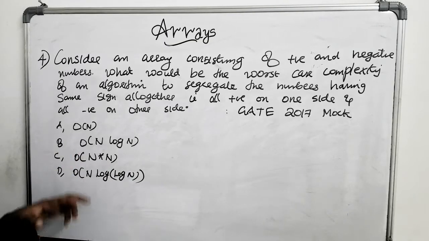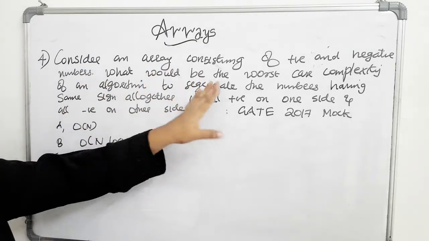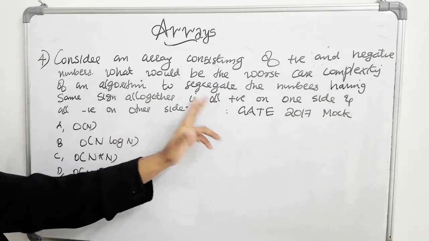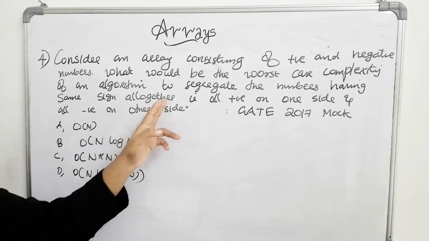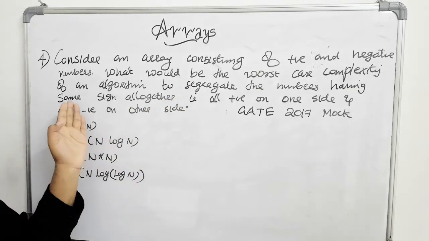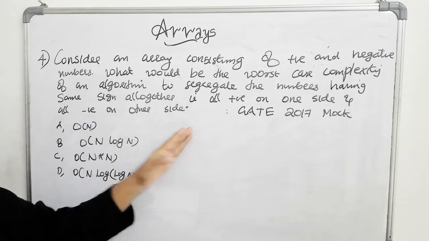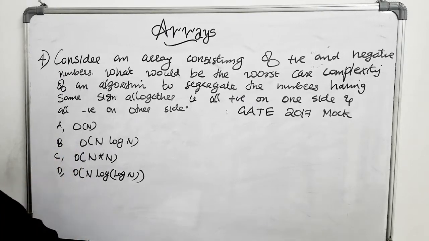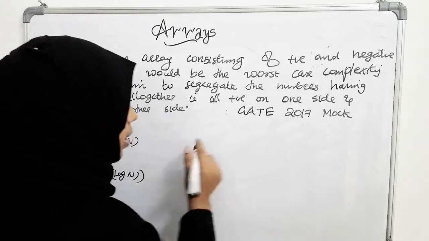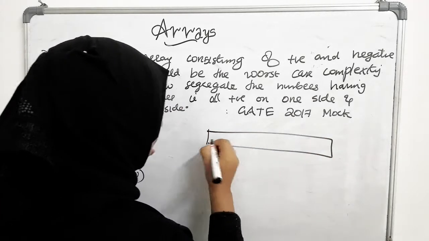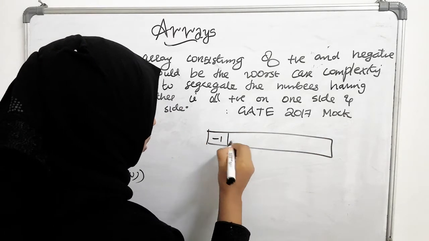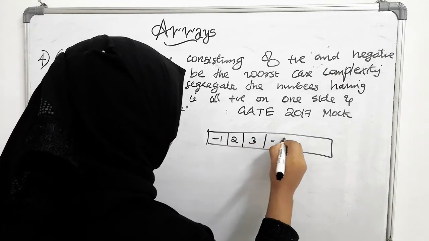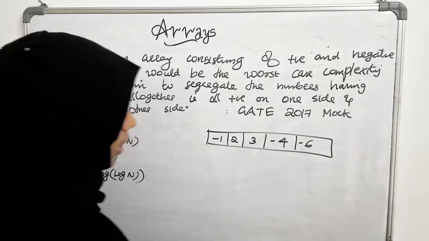So this is the next question. Consider an array consisting of positive and negative numbers. So what would be the worst case complexity of an algorithm to segregate the numbers having the same sign altogether? That is, all positive numbers on one side and all negative numbers on the other side. For example, if the array is like this, -1, 2, 3, -4, -6, something like this.